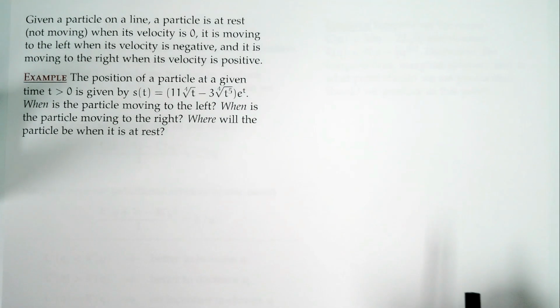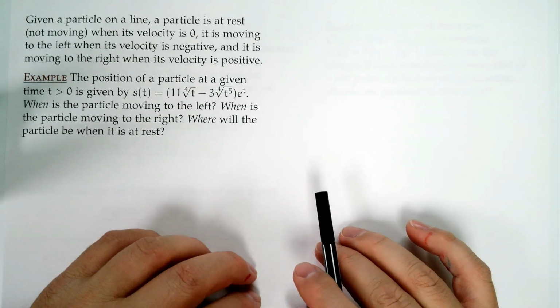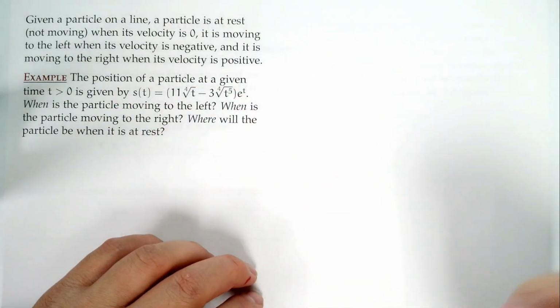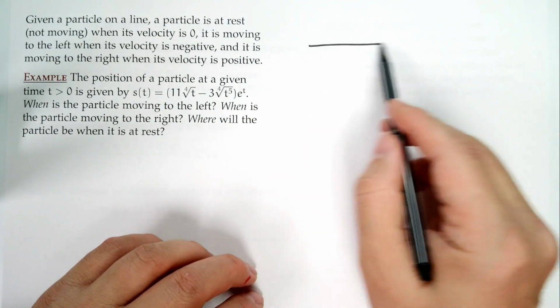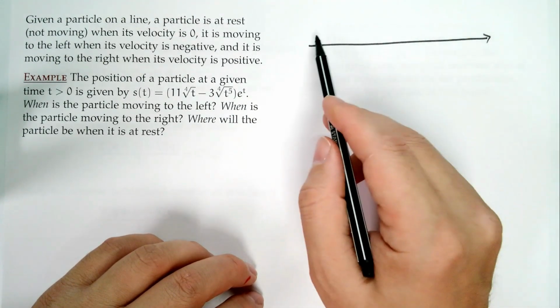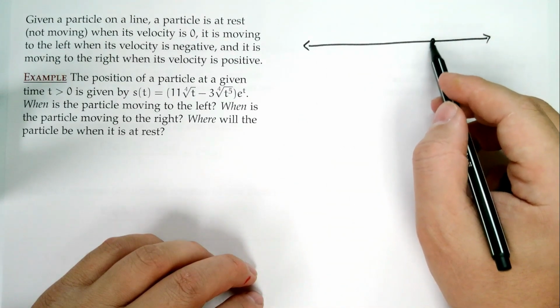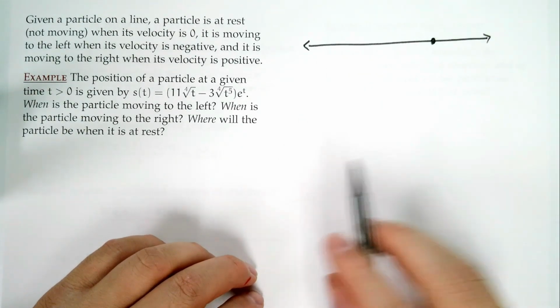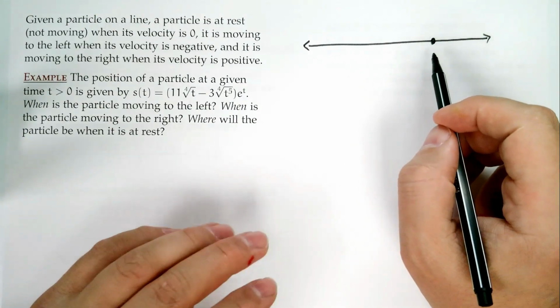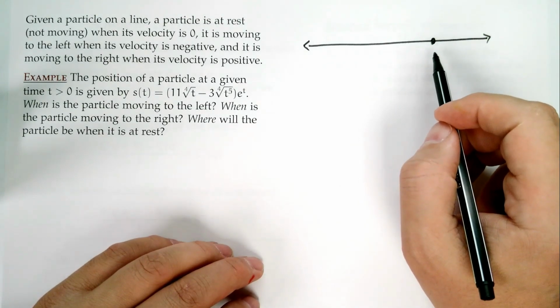Okay. Well, let's talk a little bit more about motion. So suppose you have a particle on a line, and we're just going to be really simple, straight line. We can think of it as moving left and right. And so our particle is somewhere. Maybe our particle is right here. We say it's at rest, which means it's not moving, if its velocity is 0.